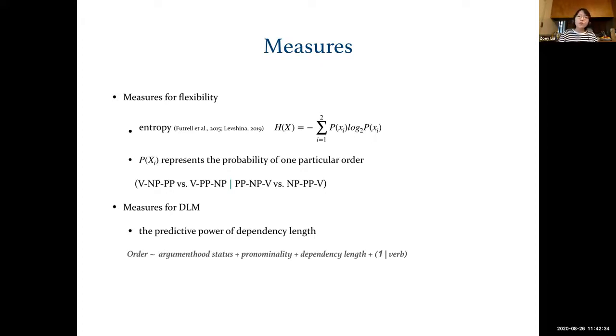And to approximate the relationship between flexibility and DLM, I measured their correlation. In particular, I used Spearman's rho, which measures the monotonic relationship between any given two variables. A positive value of Spearman's rho indicates a positive correlation between two factors, and a negative value indicates vice versa. So in general, the data showed three general patterns. Let's take a look.